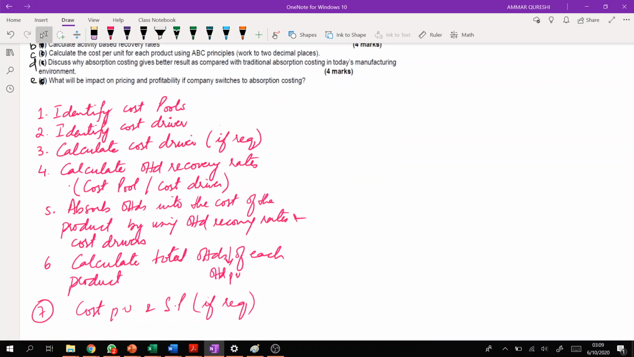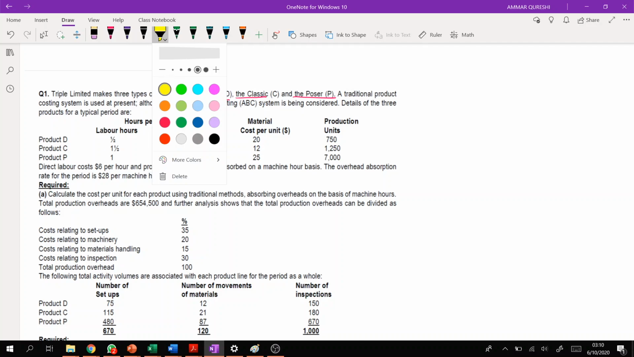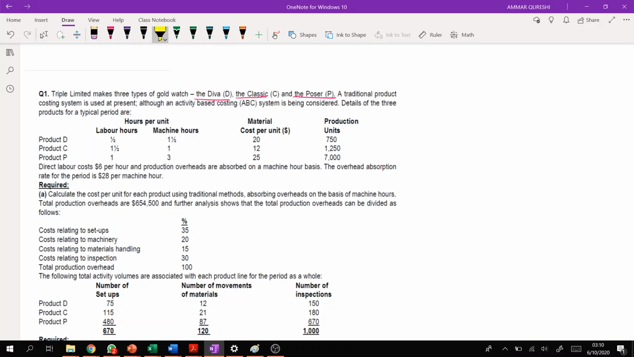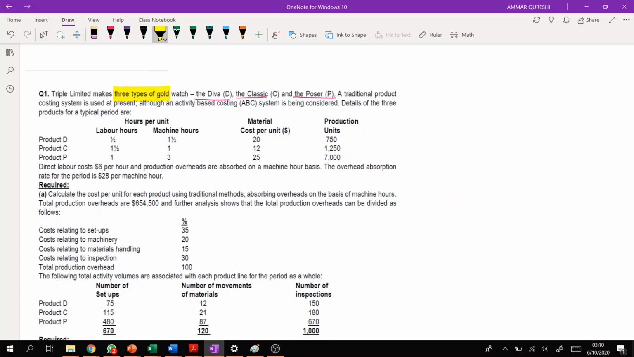So let's see what is given in the question and then see how we can apply these steps here, right? So let's start with this question. This is a very simple, very basic question of activity based costing. And I personally think that anyone who wants to understand activity based costing should start with this question. Now, what it says: Triple Limited makes three types of gold watches: the Diva, the Classic, and the Poser. The company is actually manufacturing three types of the product: Classic, Poser, and Diva.